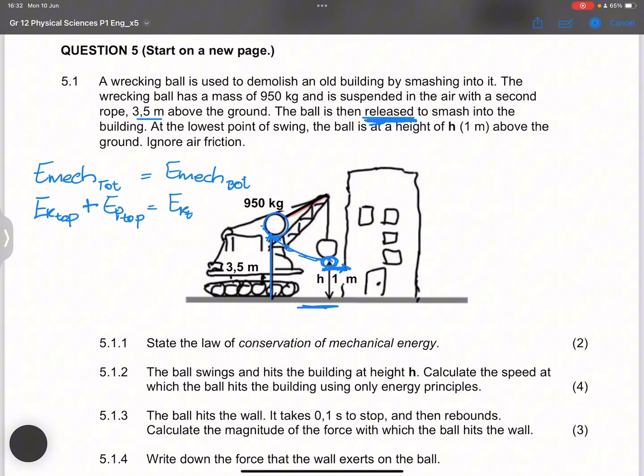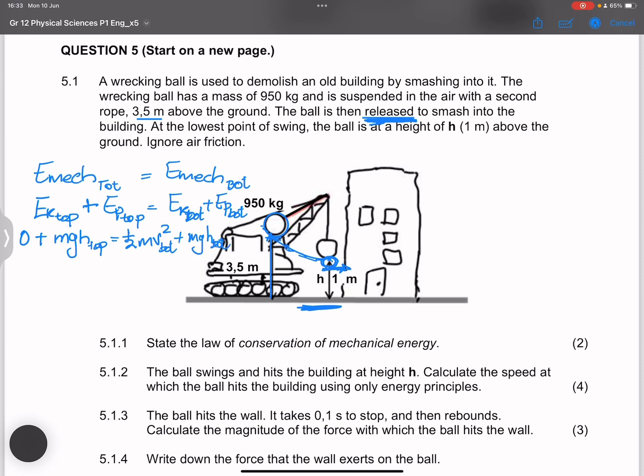So that would be at the bottom plus the potential energy at the bottom. Note that it would still have potential energy if we are taking the ground as our 0 position. So now we said kinetic energy at the top is 0 plus mass times gravity times height at the top equals half mv squared at the bottom, plus mgh at the bottom.